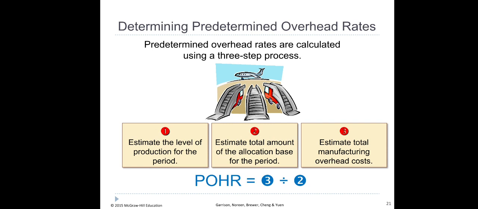Okay, this is the thing about determining the predetermined overhead rate. Predetermined overhead rates are calculated using a 3-step process. This is actually easy. The main idea is, to calculate the POHR, you have to prepare a budget. When you prepare a budget, you get the budgeted overhead cost for an accounting period, and then you also get the budgeted allocation base for an accounting period. So that is the main idea.